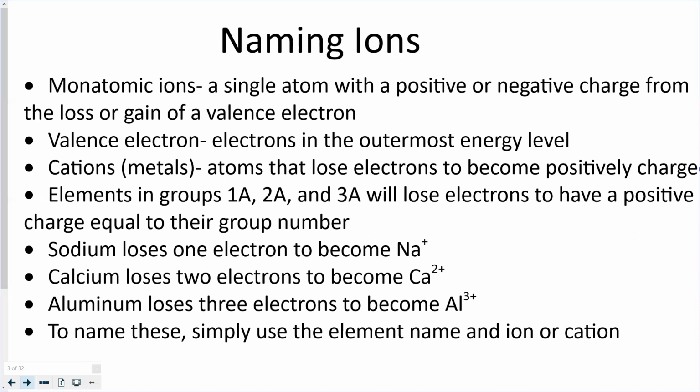So to name cations, you simply have the element name written as is, and then add ion or cation after it. So like the sodium, the Na plus would simply be a sodium ion or a sodium cation. Calcium would just be a calcium ion. So for metals, we do not actually change the element name. We name the element as is and simply add ion or cation after it.